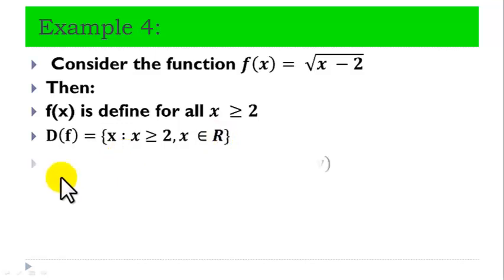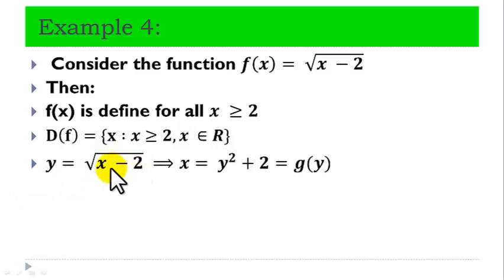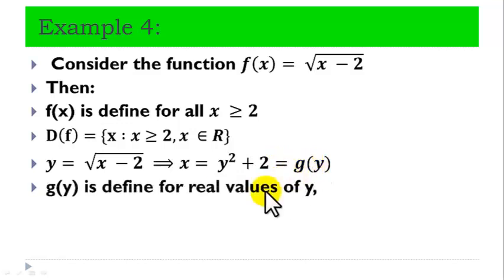To find the range, we set y equal to the square root of x minus 2. Squaring both sides and making x the subject, we have x equal to y squared plus 2. This is a function of y. This function is defined for all real values of y. For any real number, y squared plus 2 can always be determined.